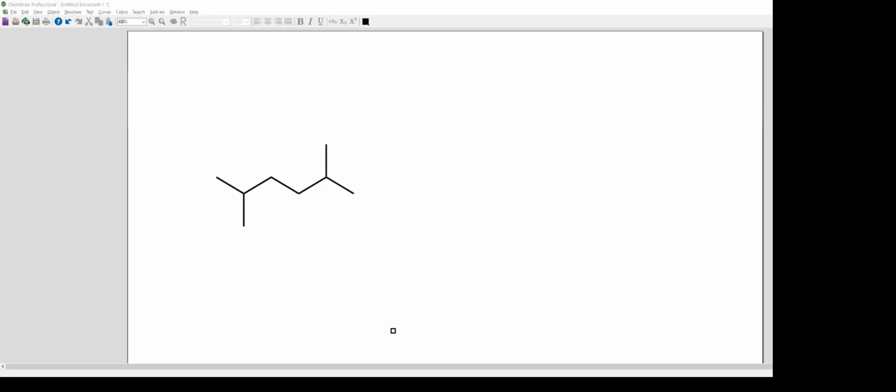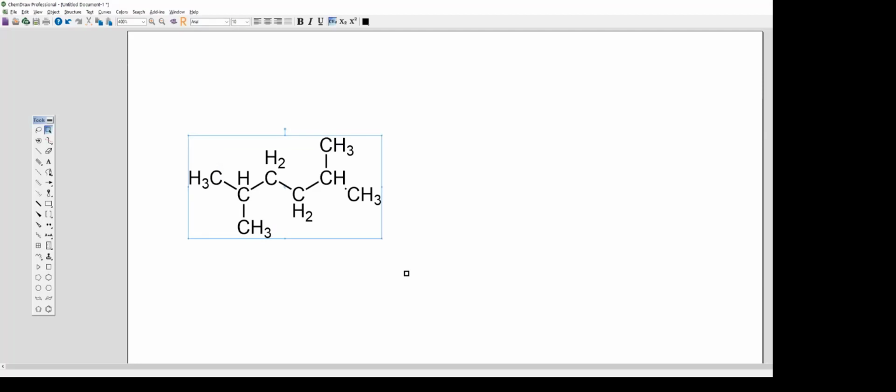How about hydrogens? Take a moment. How many hydrogens? 18? I'm getting 18 if I do this, yeah. And if we wanted, we could fill everything in. It's kind of ugly looking, right?